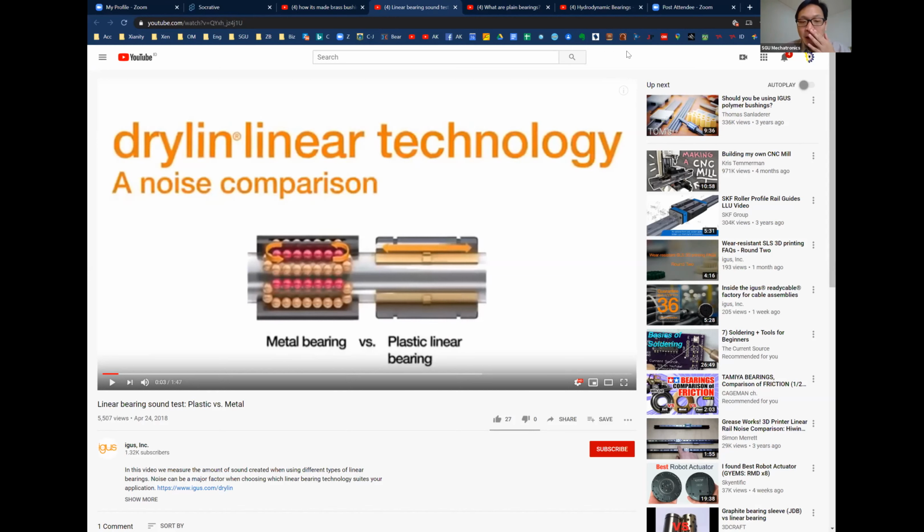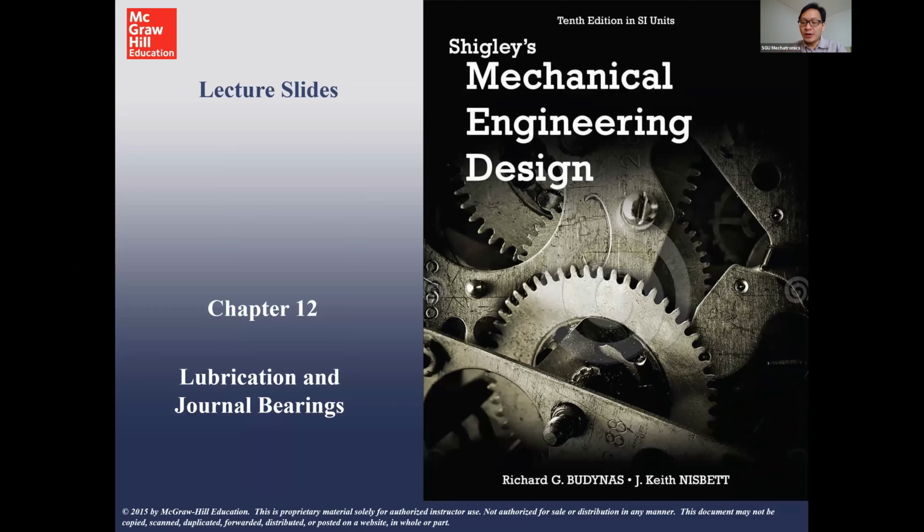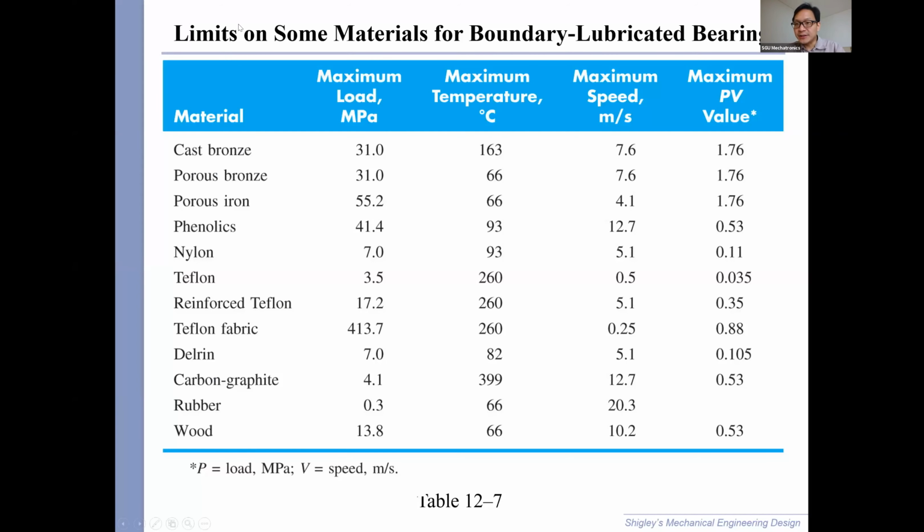This is a comparison between metal bearings, ball bearings, and bushings. So we're gonna talk about some calculations here. There are several limits that we have to consider when we talk about bushings. Okay, first is the maximum load. This is the P limit. Okay, there is maximum temperature, but we'll talk about that later.